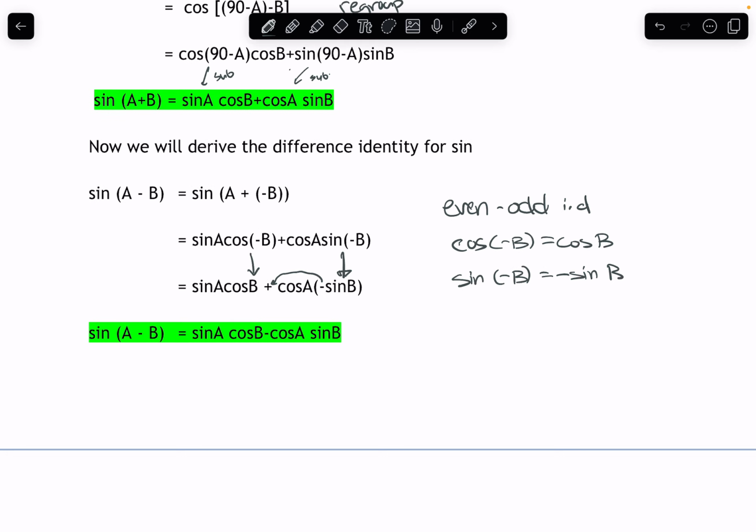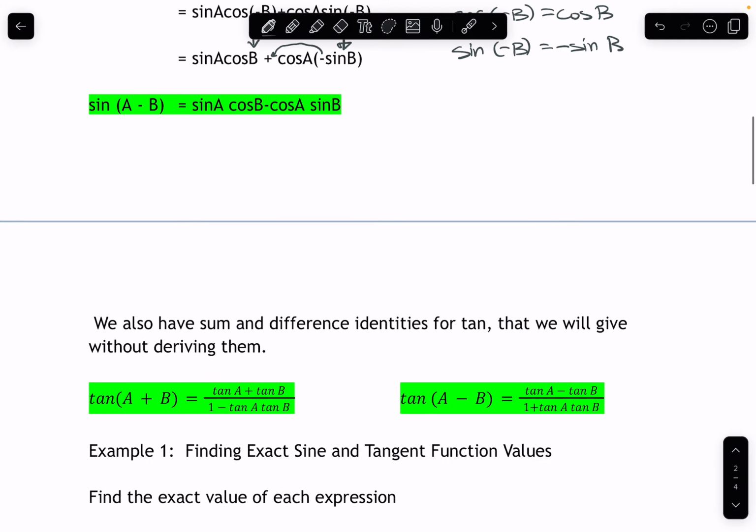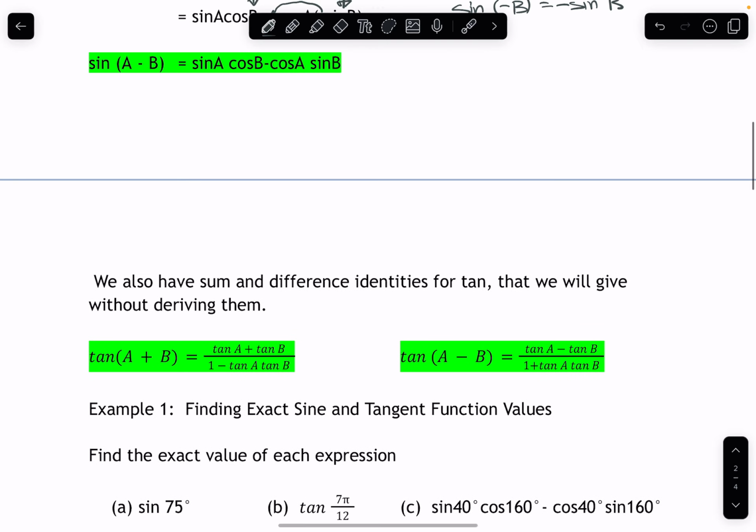Next up, we do have sum and differences for tangent, and I'm not going to go through deriving them like I did for the sines and cosines just because it's a little bit complicated. We're just going to go ahead and give them to you. The tangent of a plus b is the tangent of a plus the tangent of b divided by 1 minus tangent of a times tangent b. And the tangent of a minus b is tangent of a minus tangent of b over 1 plus tan a times tan b. So pause the video to make sure and write down these two identities.